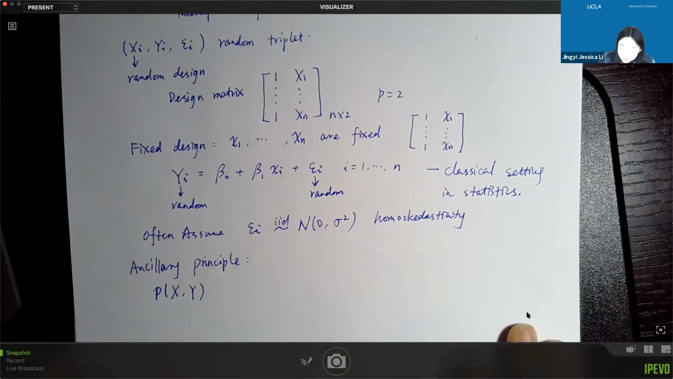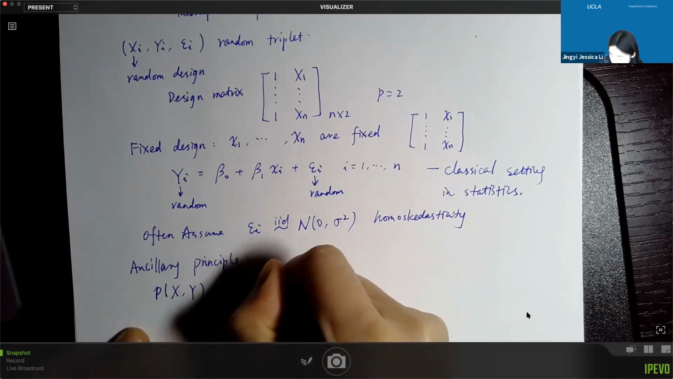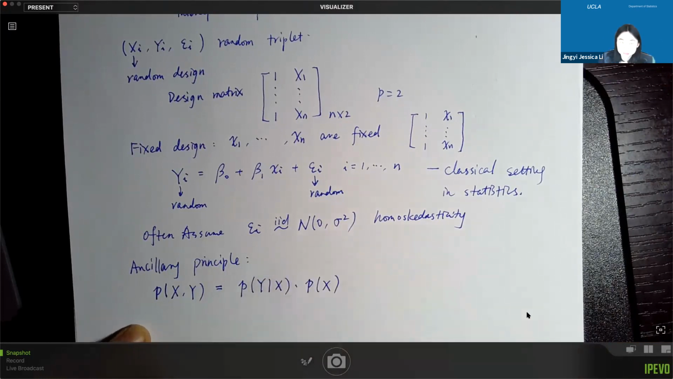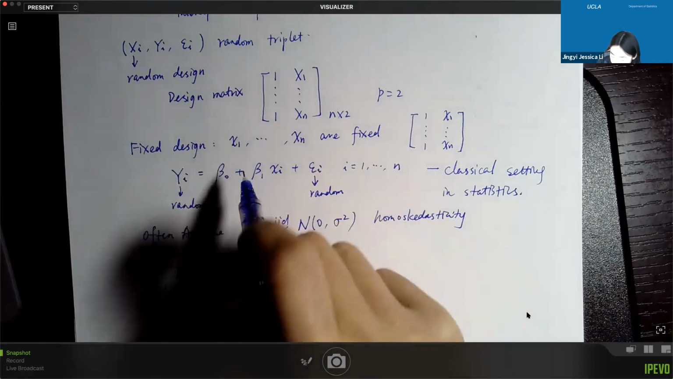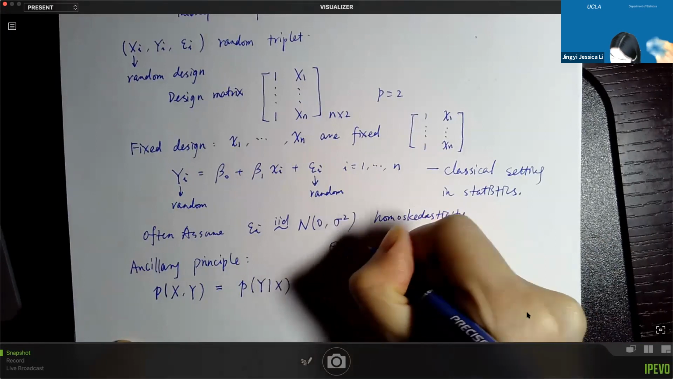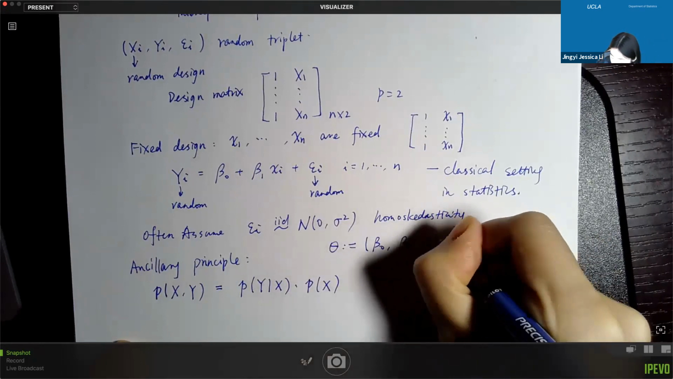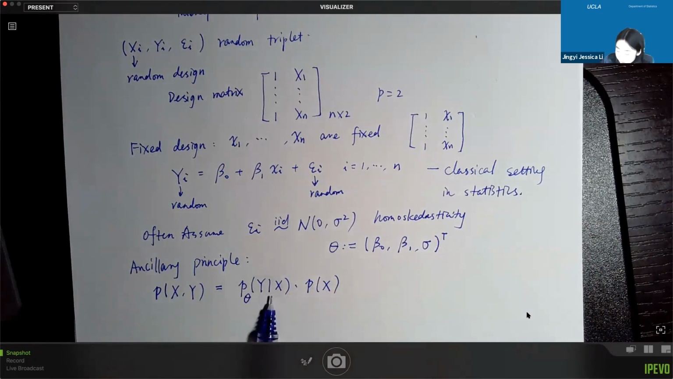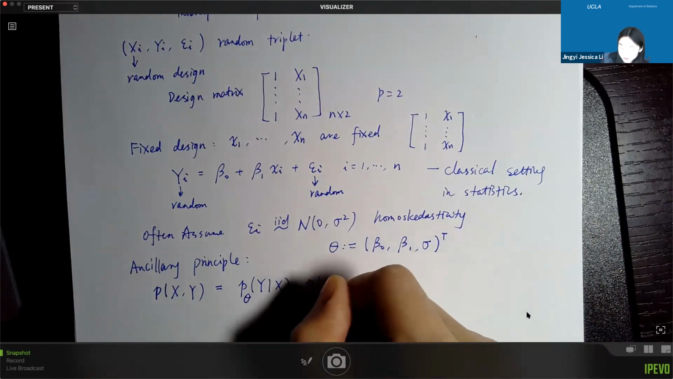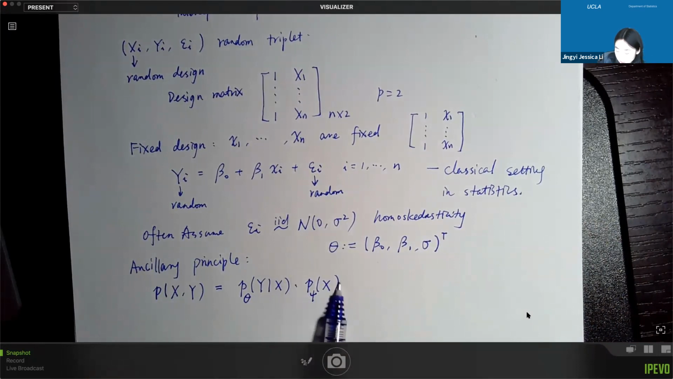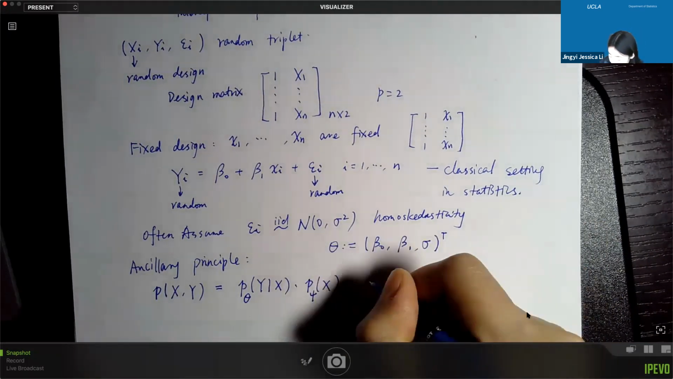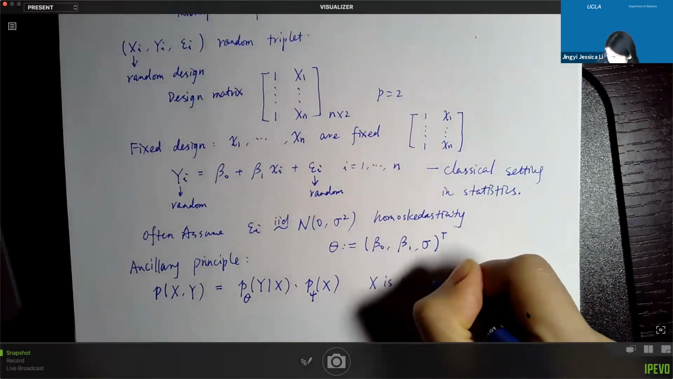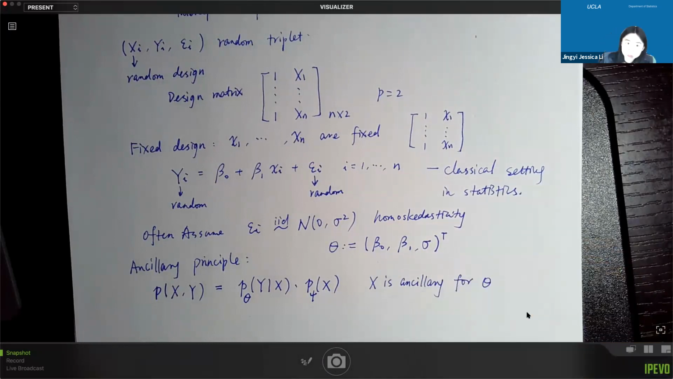The joint density of x and y can be written as the conditional density of y given x times the marginal density of x. And if we say that the linear model has those parameters, maybe I can call them theta. I'll define beta 0, beta 1, sigma as my theta. Then theta is only involved in this conditional distribution of y given x. And probably x itself has its own parameter, I'll call it psi. But you see that the marginal distribution of x is not related to this theta. So in statistics, we say that x is ancillary for theta. In other words, the marginal distribution of x has nothing to do with the estimation of theta.